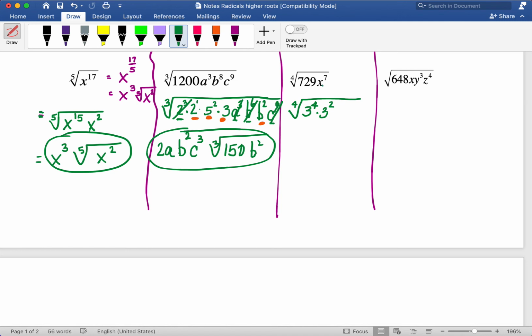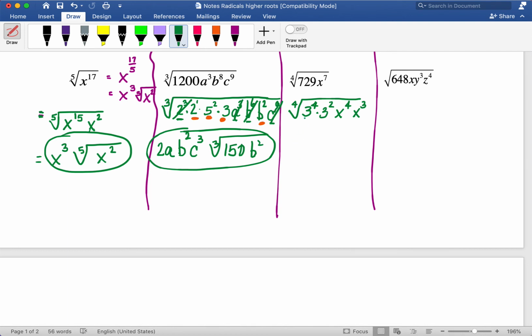Which is fine. Now I need this x to the 7th. I need it in groups of 4. So I do have one group of 4 in a 7, and then I have a group of 3, right? Because these have to add to 7. I only have 7 x's in here. This is 7 x's. Just rewriting it a different way so that this could divide the exponent.